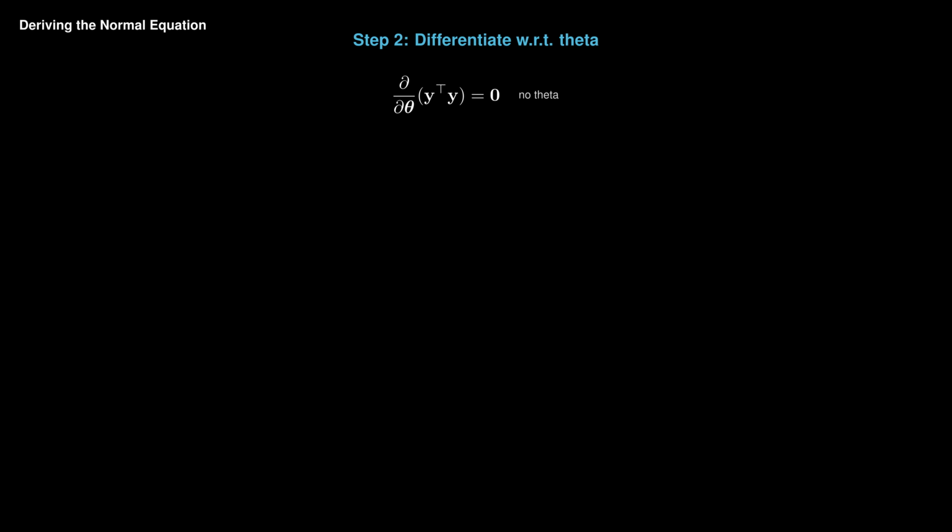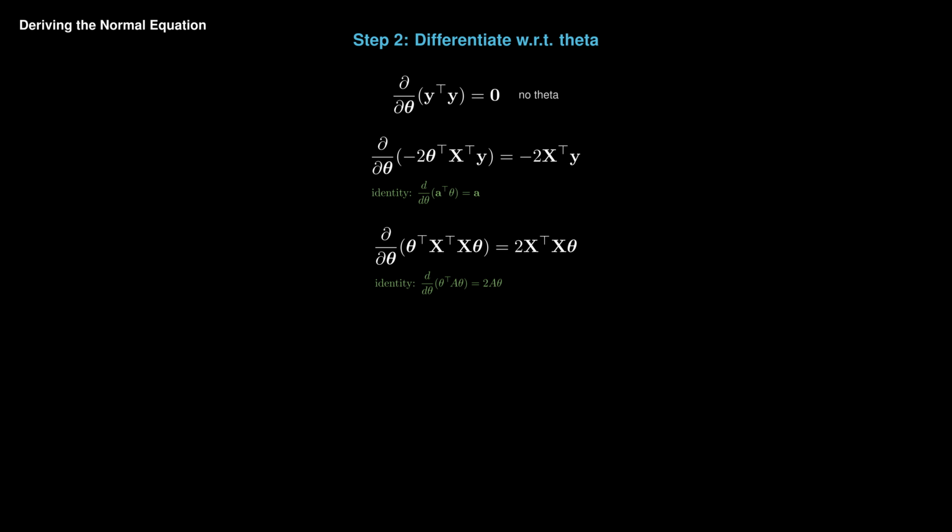Now differentiate with respect to theta. The first term, y transpose y, has no theta in it. Its derivative is 0. The second term is minus 2 theta transpose x transpose y. Using our identity from module 4, the derivative of a transpose theta is a. So this gives minus 2 x transpose y. The third term, theta transpose x transpose x theta, is a quadratic form, theta transpose A theta, where A is x transpose x. The derivative is 2A theta, which is 2 x transpose x theta.